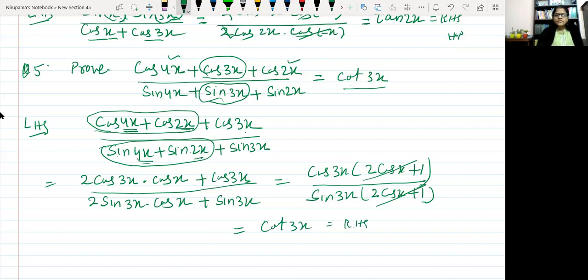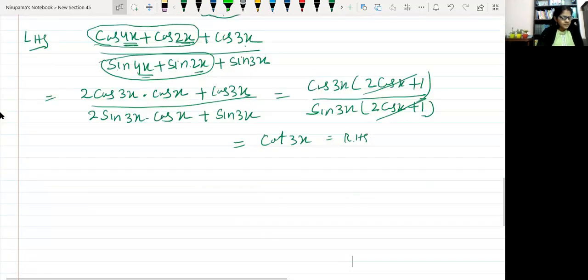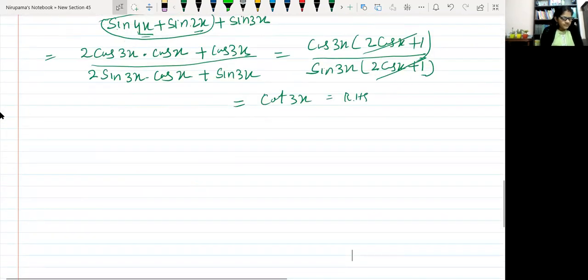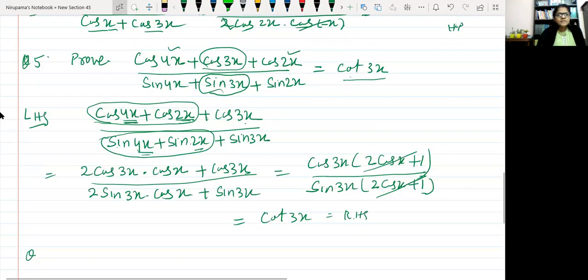So this is the way to solve all questions like this, whenever you have compound angles like a plus b, a minus b. Okay, one more last question maybe I can just take. Suppose you have this question, so maybe this is question number 6.